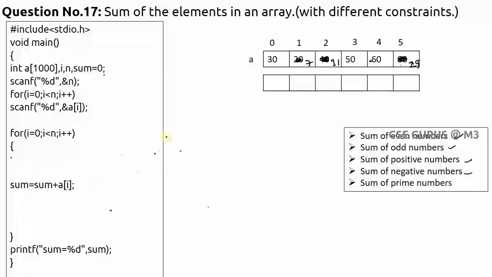So like this you need to change your program with respect to the question. Now the last question is the sum of prime numbers in an array. Let us suppose if this is an array, what are the prime numbers? 7 is a prime number, 31 is a prime number, 29 is a prime number. I want to get the sum of only these three. So what is the logic that you need to write here?